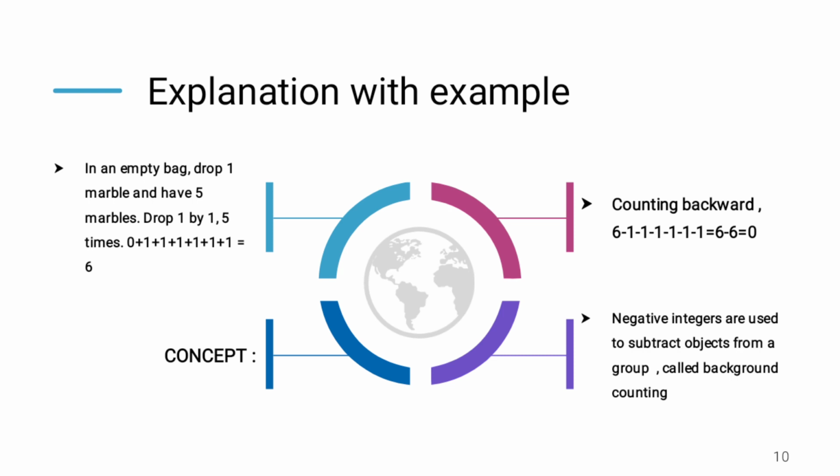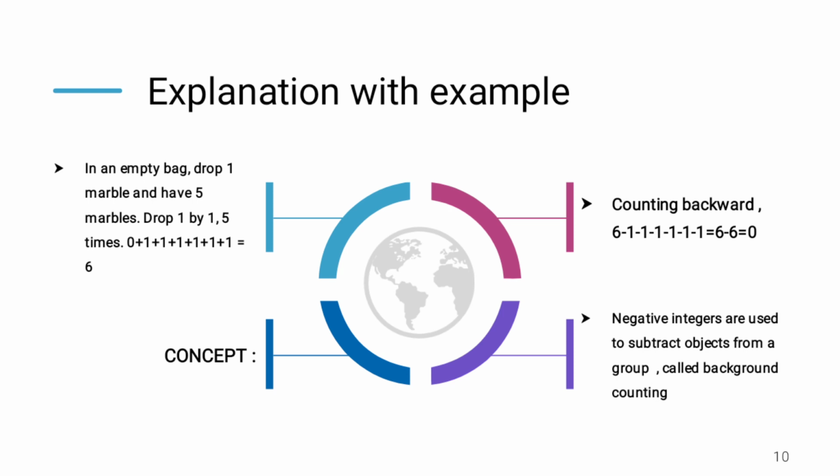Explanation with example. In an empty bag, drop 1 marble, and have 5 marbles with you. Drop 1 by 1, 5 times. So totally you will have 6 marbles in the bag.